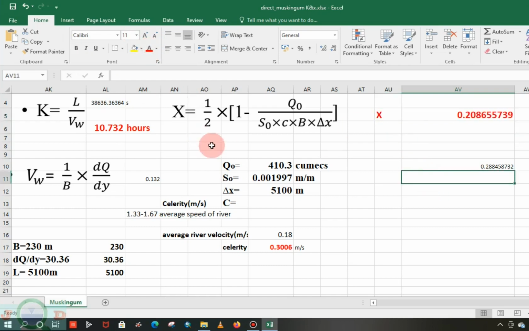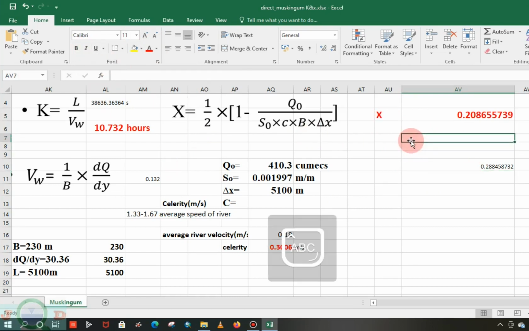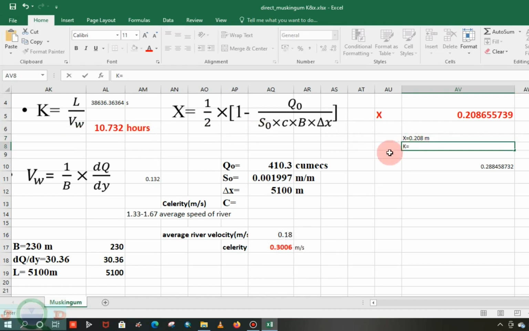So finally we found the K and x here. So what is the value of x here? X is 0.208 and the K is equal to 10.732 hours. So finally we found the values.